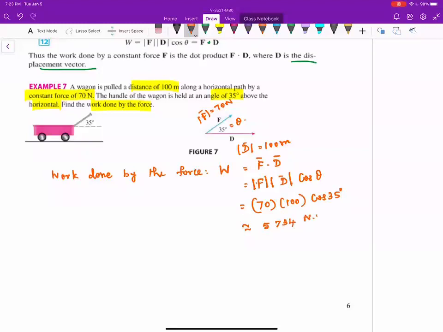if you use your calculator and compute this, approximately 5,734 Newton meter, but we know that Newton meter can be written as joule. So it is 5734 joules. So 1 Newton meter can be written as 1 joule. That is what we are writing here.